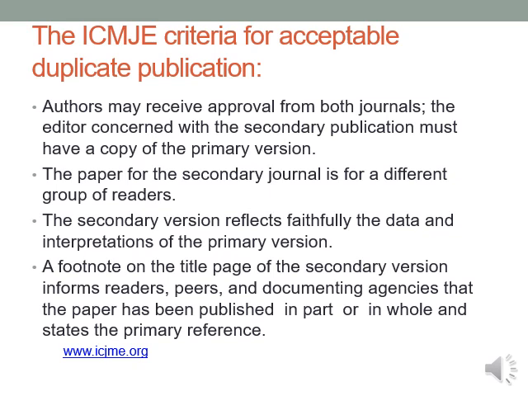There are criteria for acceptable duplicate publication. For example, the author may receive approval from both journals, and the editor concerned with the secondary publication must have a copy of the primary version. This means both of the journals know that there is another copy in another journal, and both agree. For the second journal, it must have a different group of readers. For example, a different language. Okay, we are publishing the paper in Spanish and English. Okay, it is a different readership.